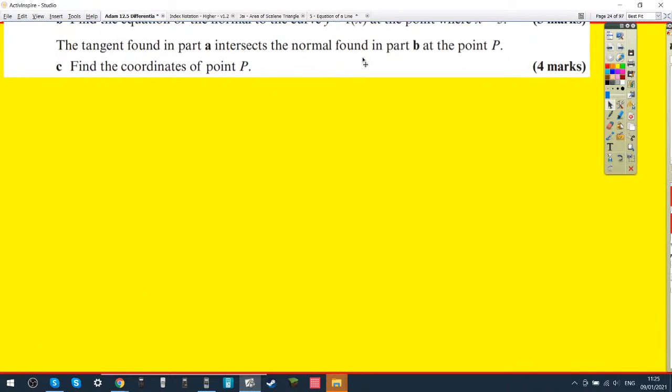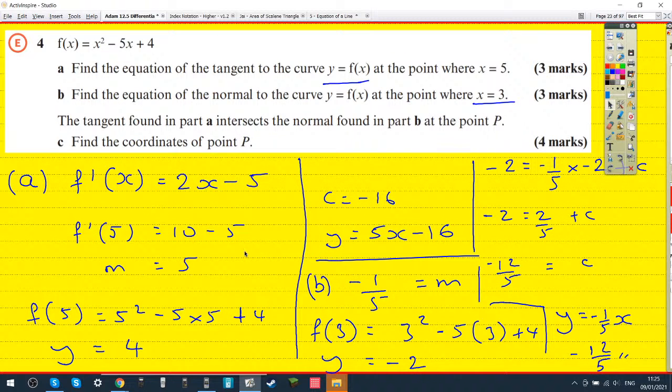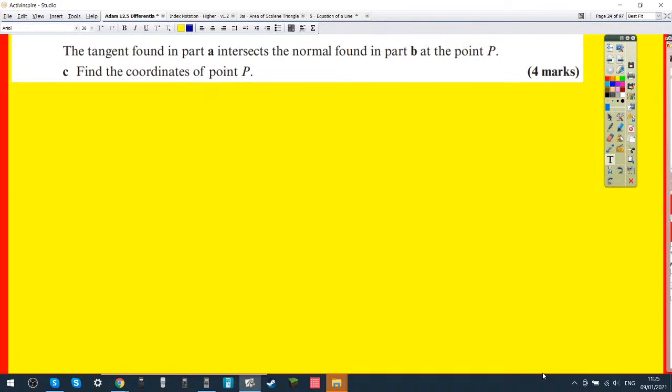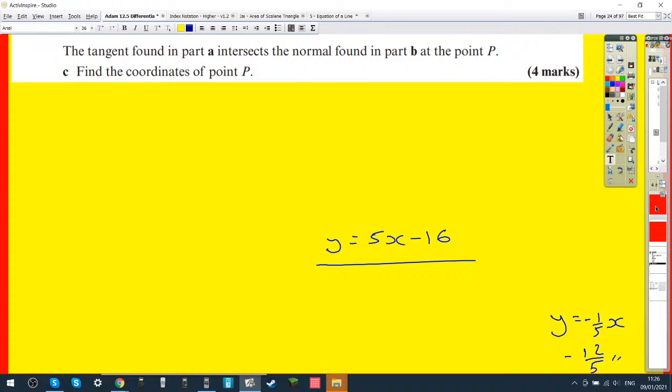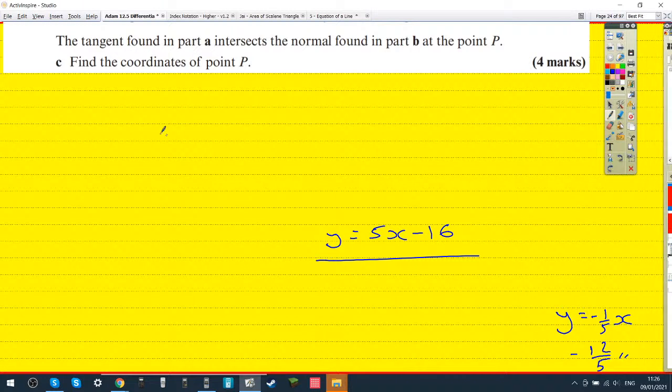But let me put that there, because we already have most of the information we needed. So the tangent in part A was y equals 5x minus 16. The tangent in part B was this. We have to find out where they intersect with each other. Any idea how you do that? Where do these two lines cross over?